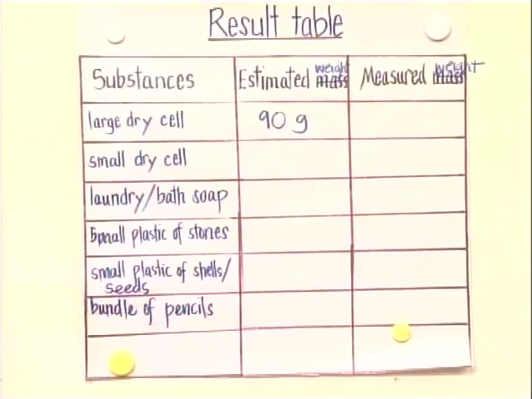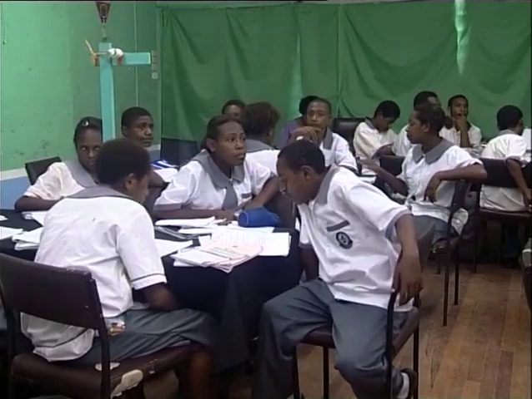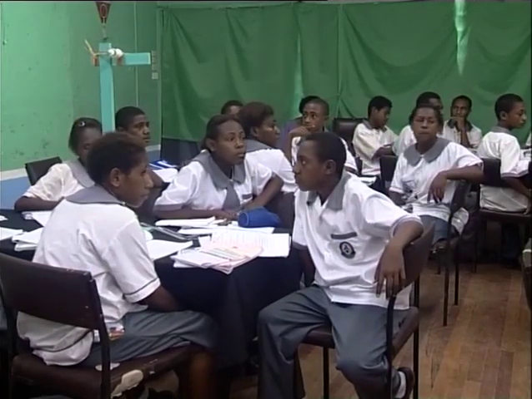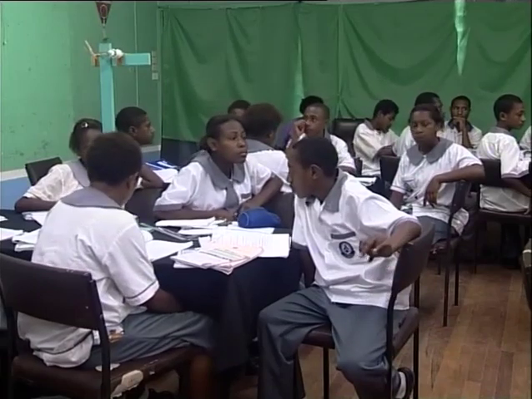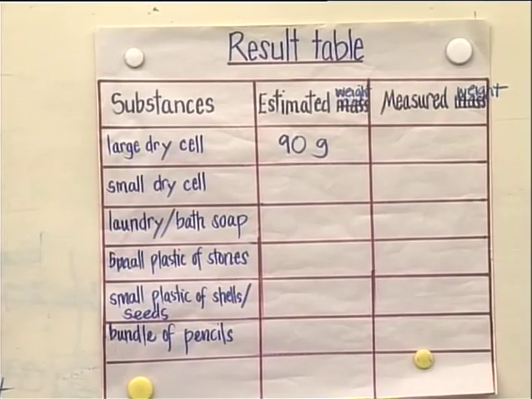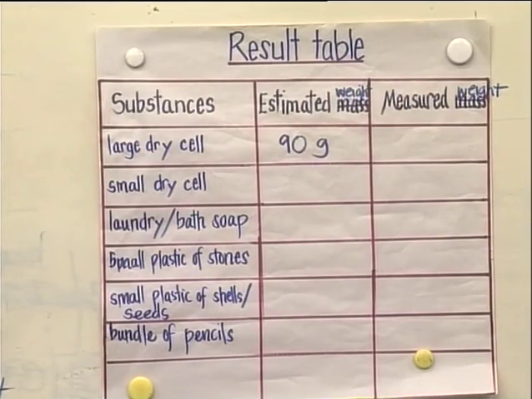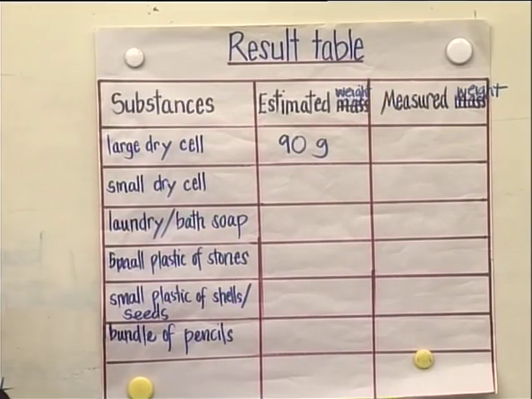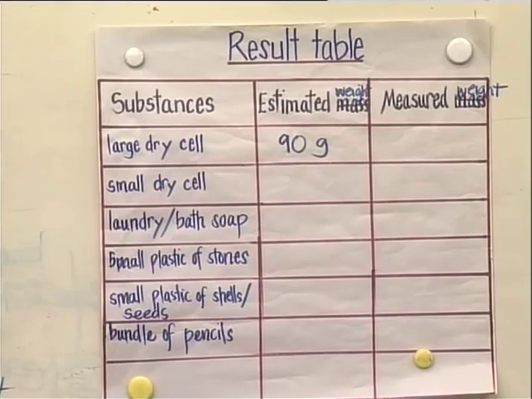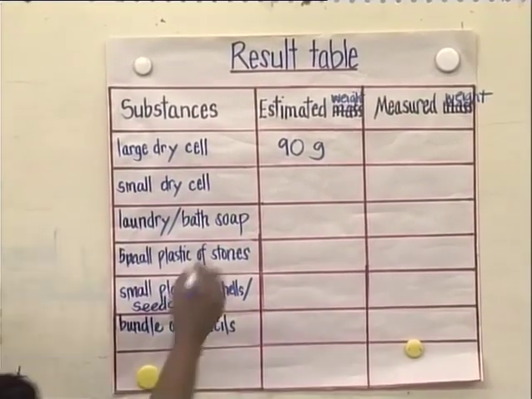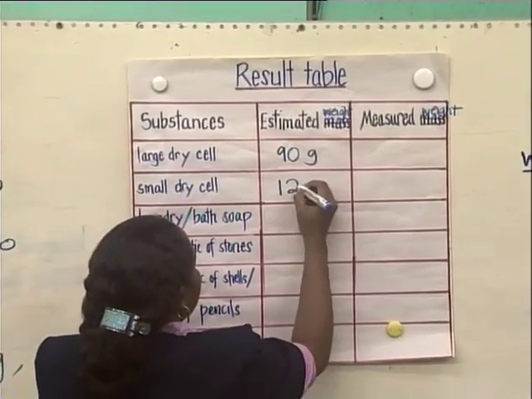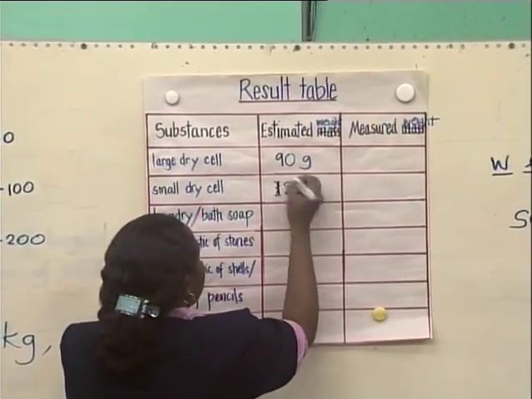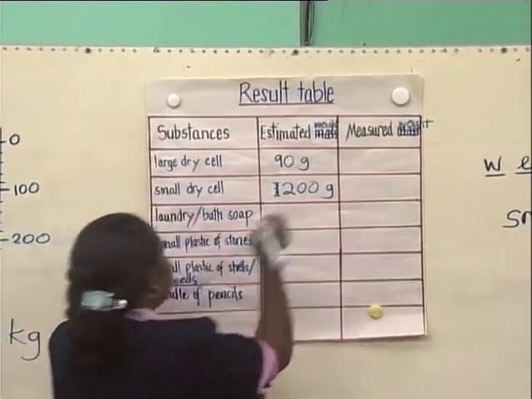All right, let's go through the estimated weight or the predicted weight of each of those items. Now, we will leave the small dry cell and go to the bath soap. Are we listening? All right, let's see. Samuel, tell us your predicted or guess weight of that laundry soap that you're holding. 200 grams. 200 what? Grams, okay, good.